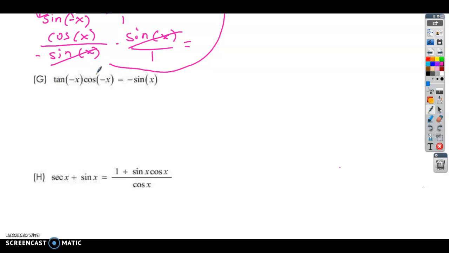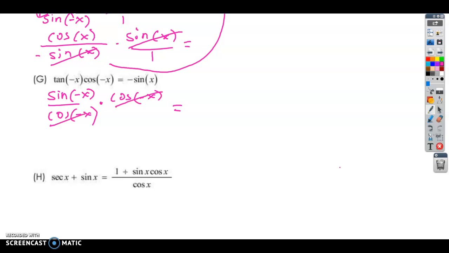So I'm going to first write tangent out as sine over cosine, and they're both of negative x, right? And this is being multiplied by a cosine of negative x. Now, I'm going to put my equals because I'm still working on the left side. These cosines I can cancel because they both have the same x value.